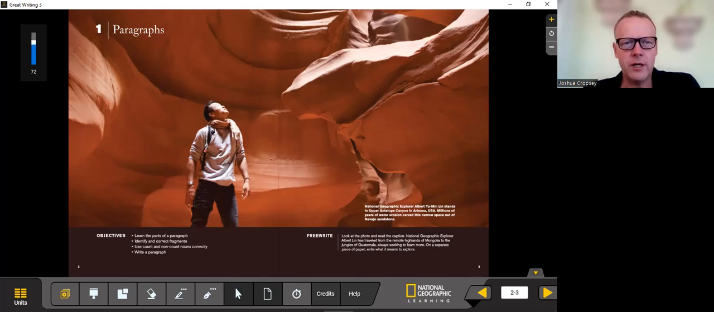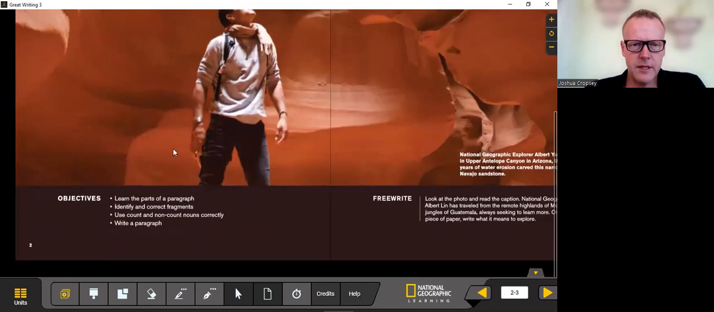Great Writing 3. And we're going to get started off today by taking a look at paragraphs. The learning objectives in Unit 1 are: Number 1, learn the parts of a paragraph. Number 2, identify and correct fragments. Number 3, use count and non-count nouns correctly. Number 4, write a paragraph.